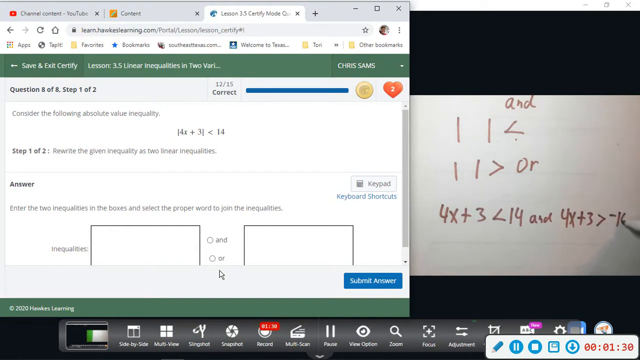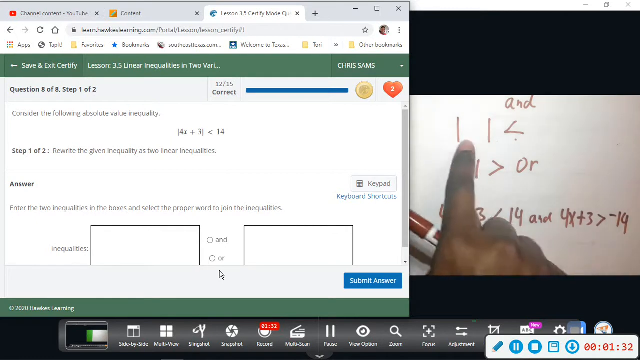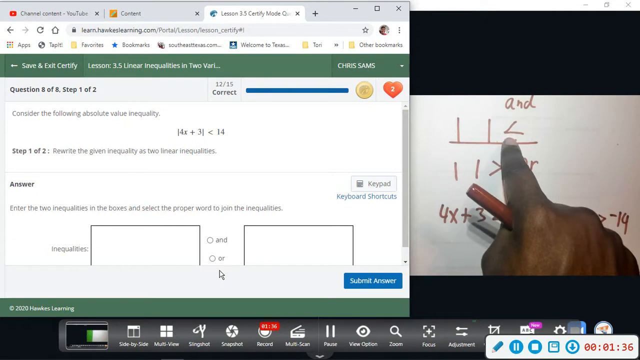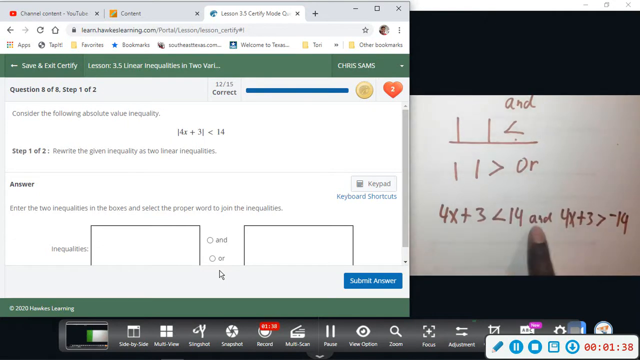negative 14. So you base the "and" or "or" off what you start with. Since I started with less than, even though I flipped the sign, it's still "and." Don't confuse that with the "or." If I started with the greater than with the absolute value, then it would be "or" automatically. So these are going to be my two inequalities, and we want to put "and" in the middle.